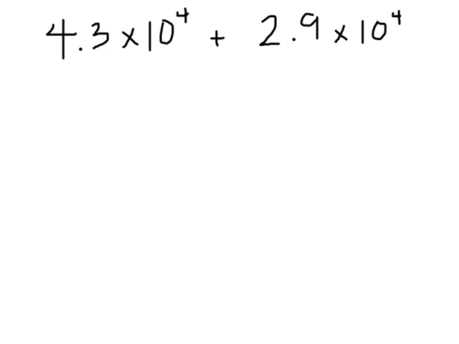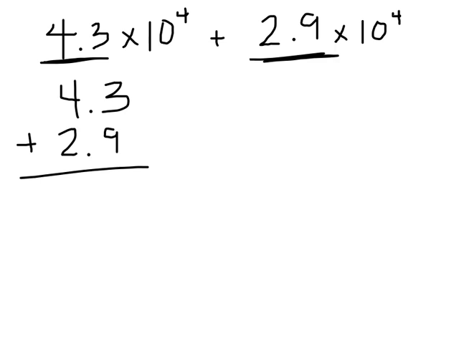4.3 times 10 to the fourth plus 2.9 times 10 to the fourth. I can see that my exponents are both 4, which means I don't have to do anything to my coefficients. I can just go ahead and add them up. 4.3 plus 2.9, bring my decimal straight down, is 7.2.